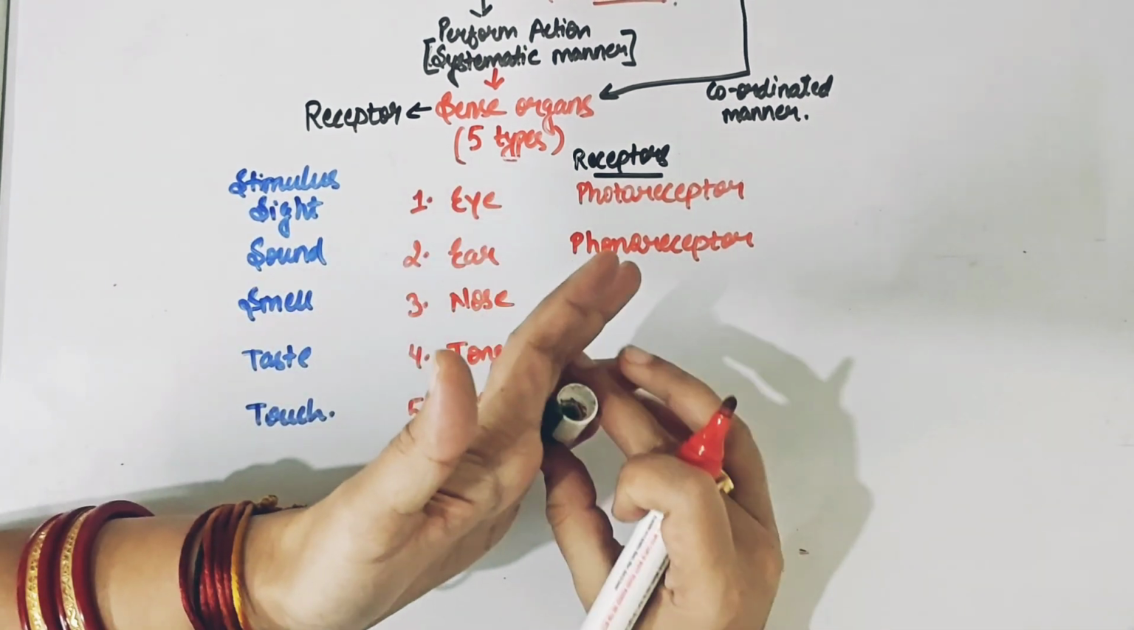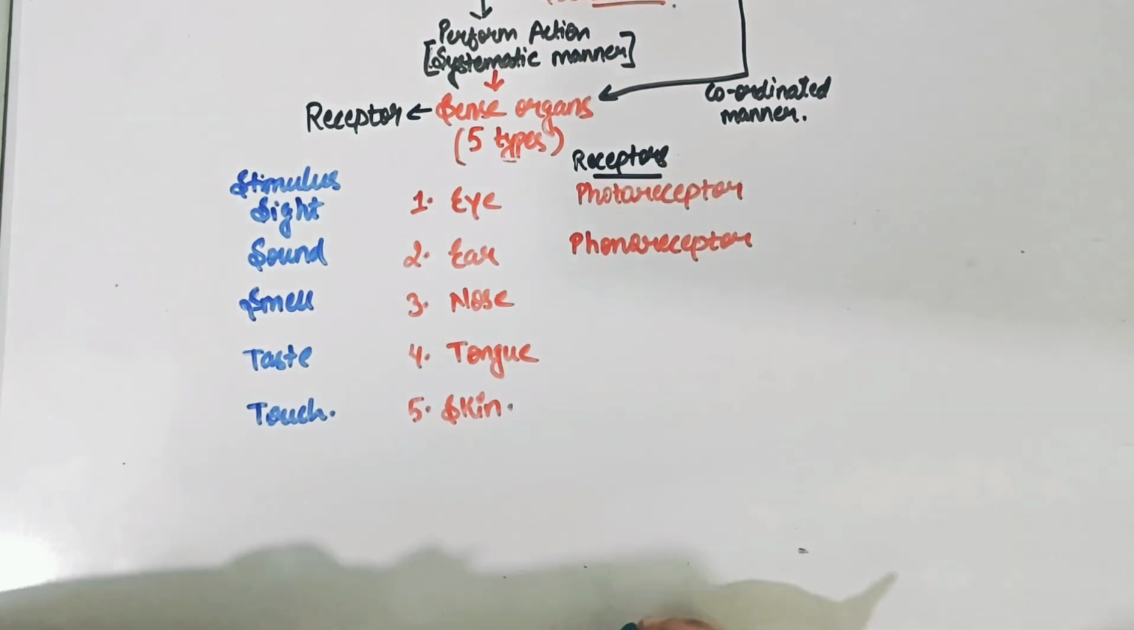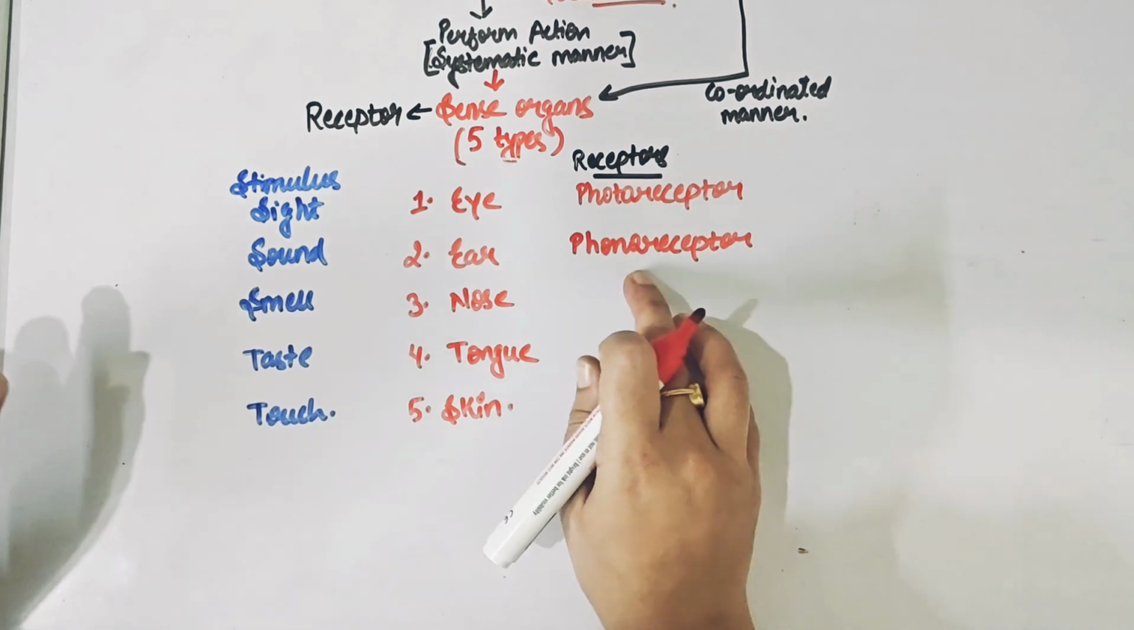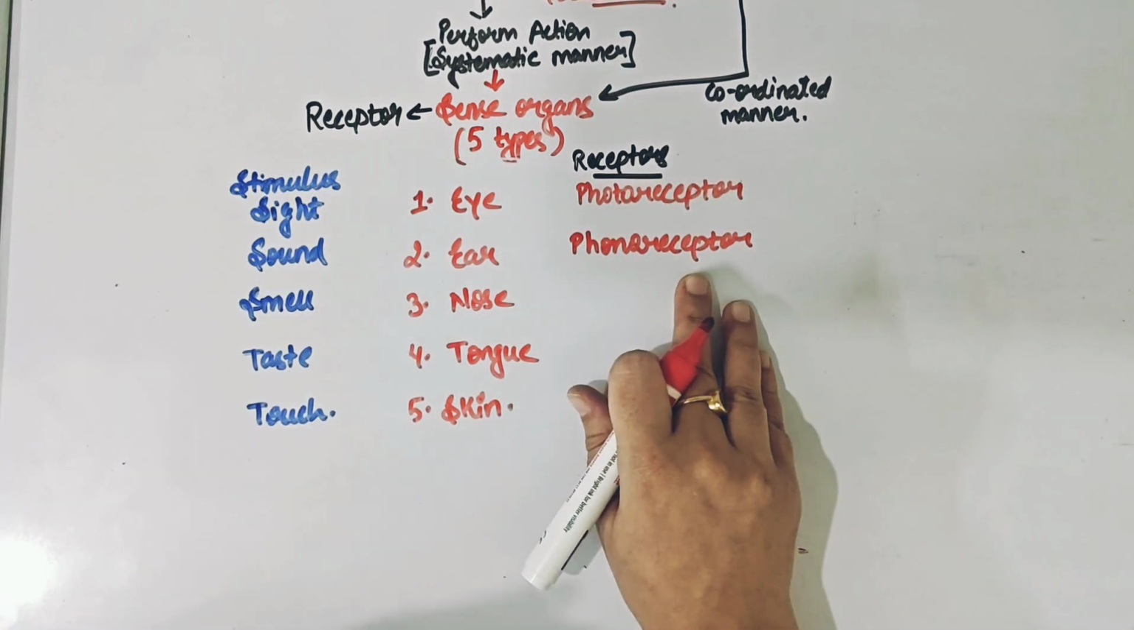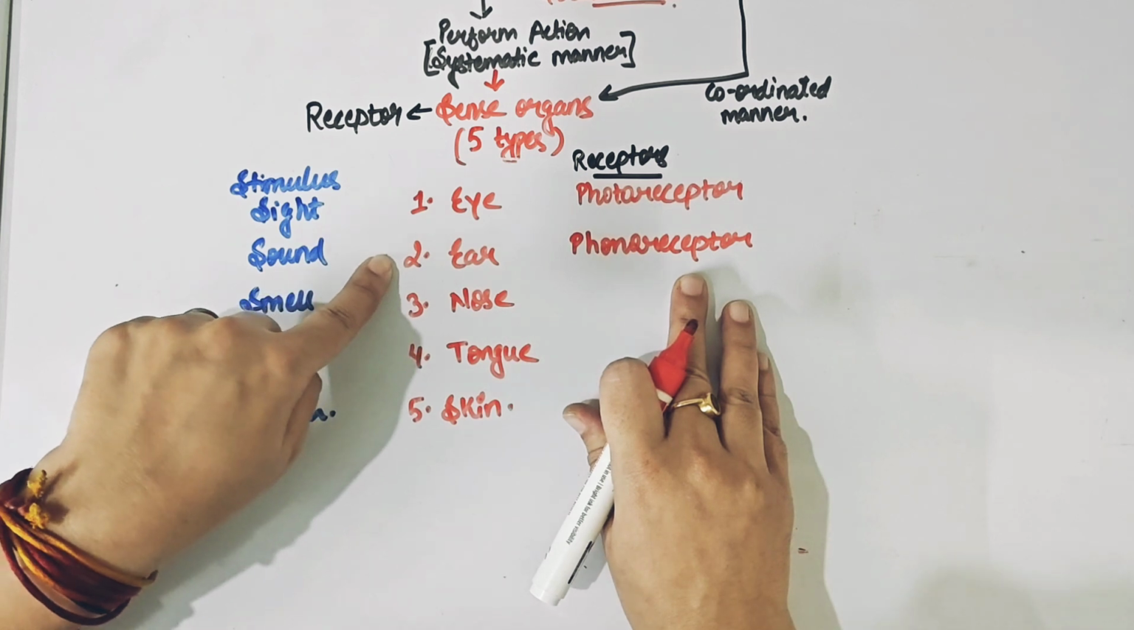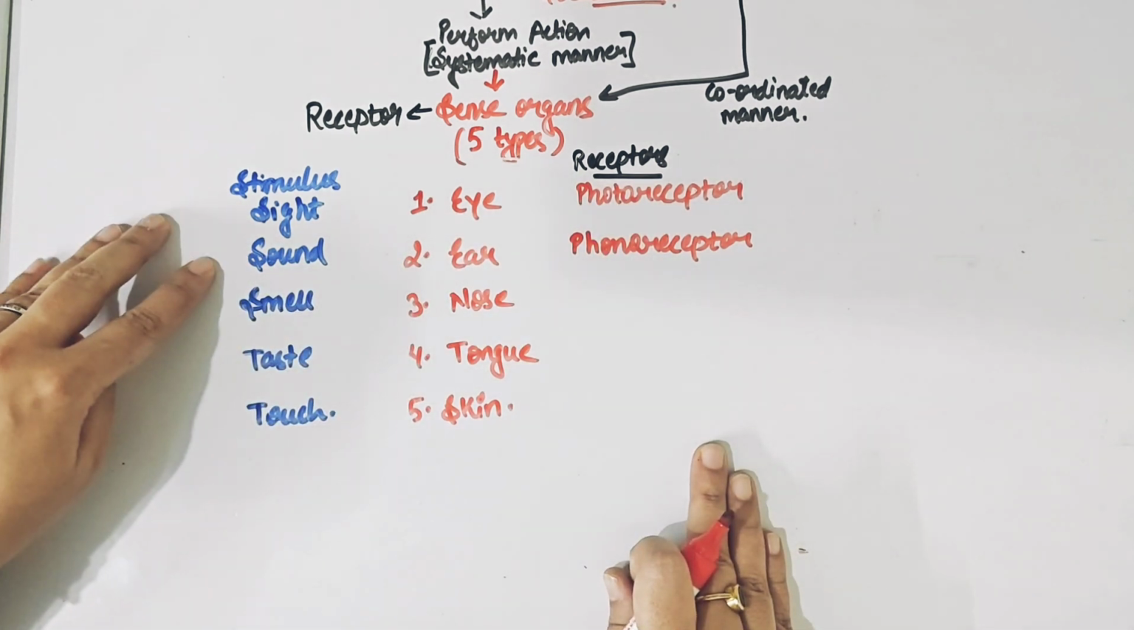Phone is something we guys use to talk, right? And we keep it on our ears. So just remember the keyword phone here. And the phonoreceptors basically, which are there in our body, present in our ears, help us to detect the sound.